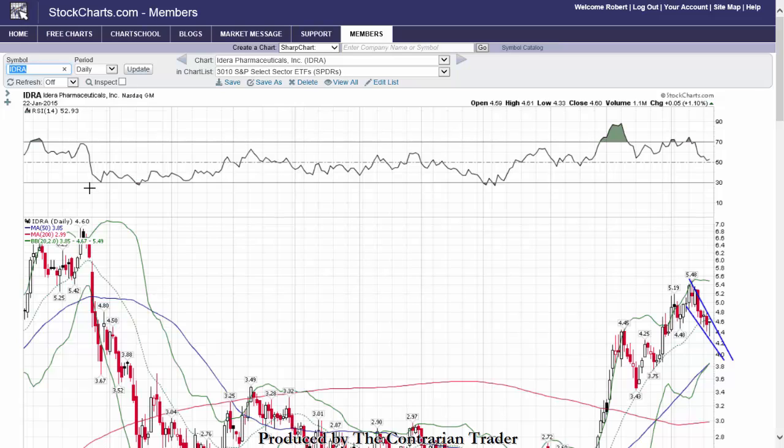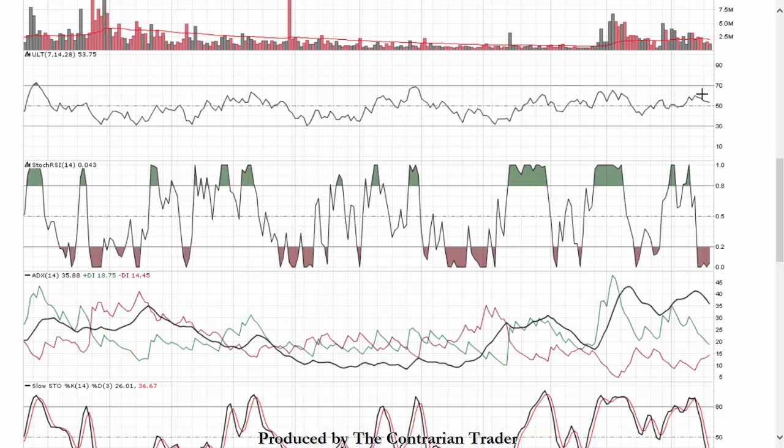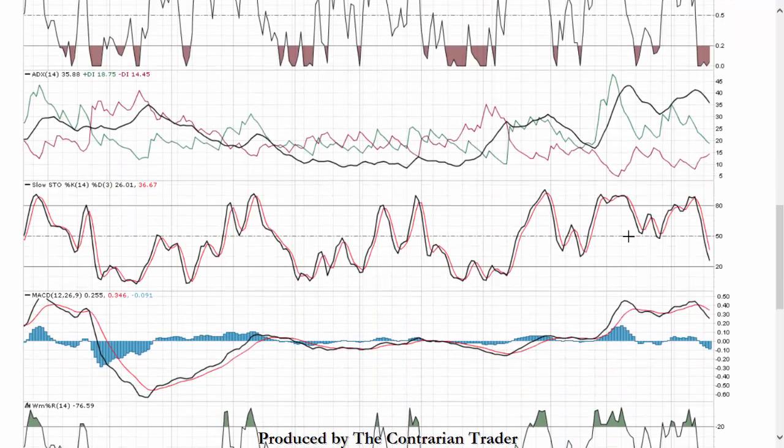IDRA, Idera Pharmaceuticals. Flag formation, bottoming tails. I think we break out. I like the chart. I think it goes higher. Higher highs on the ultimate oscillator. I don't like the fact that you have both Stochs lines trading below 50. That's a concern, but you know what?